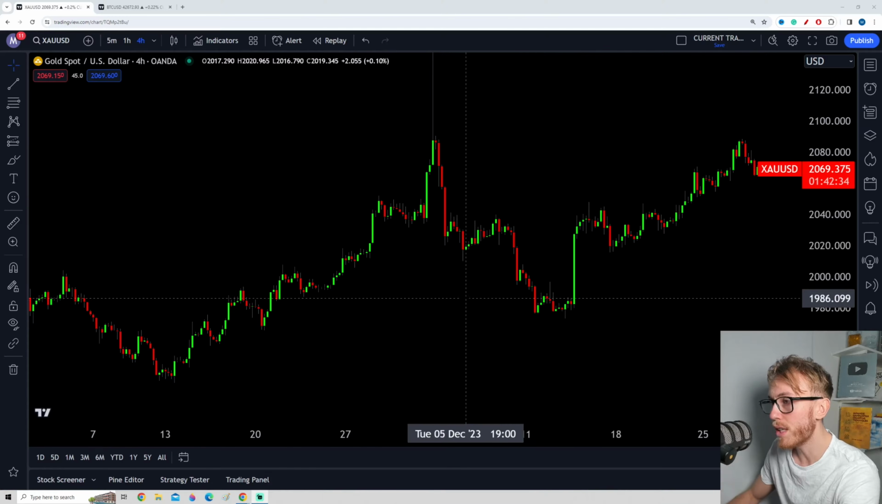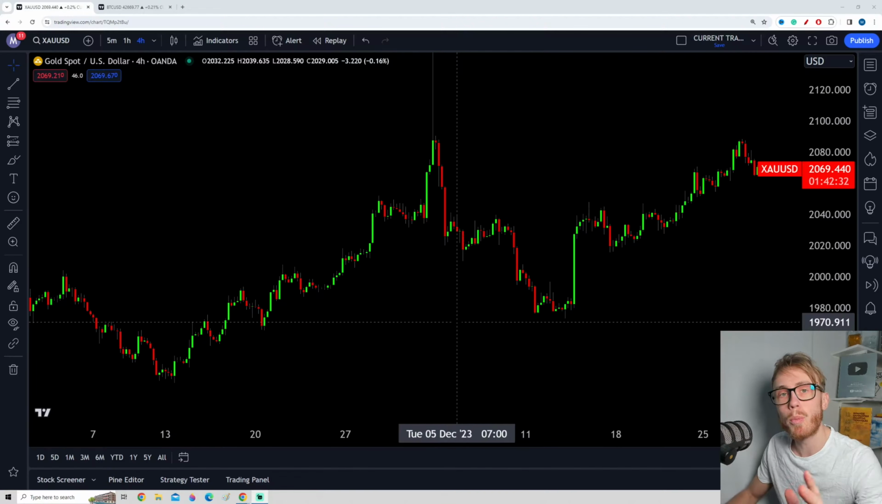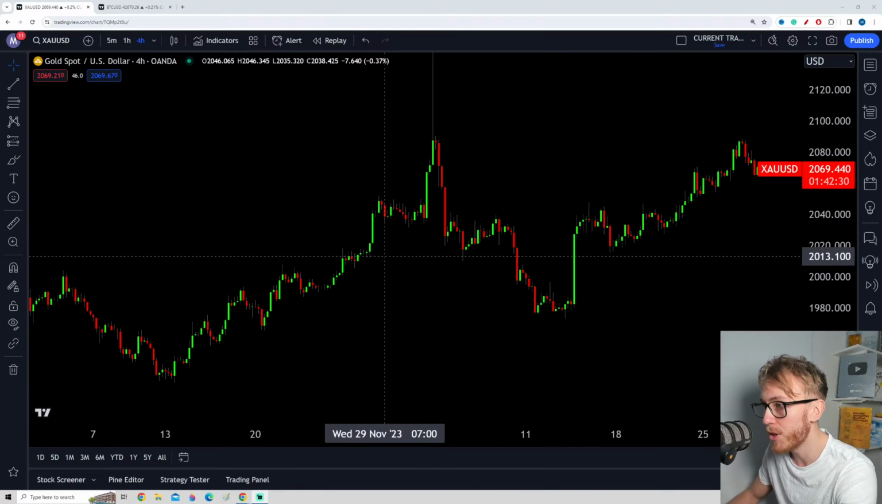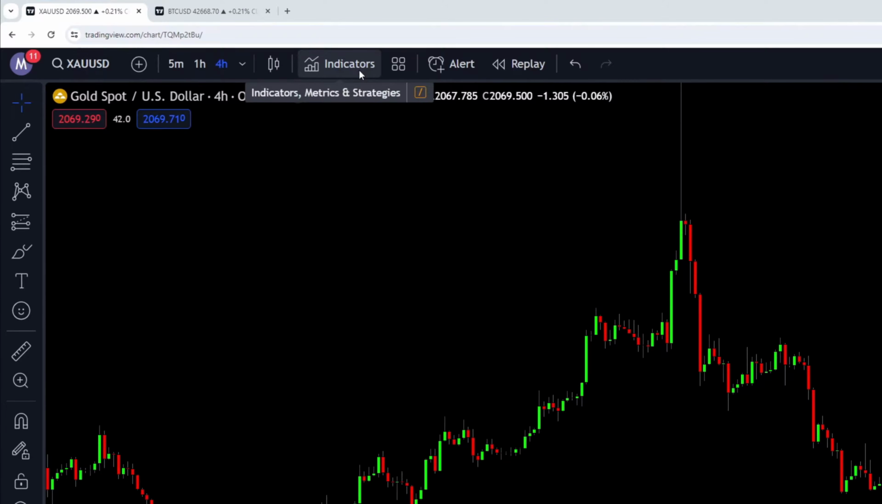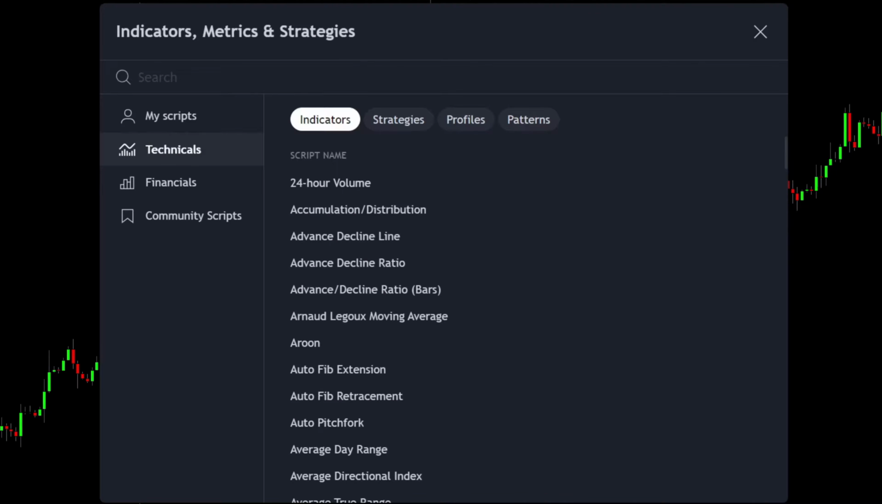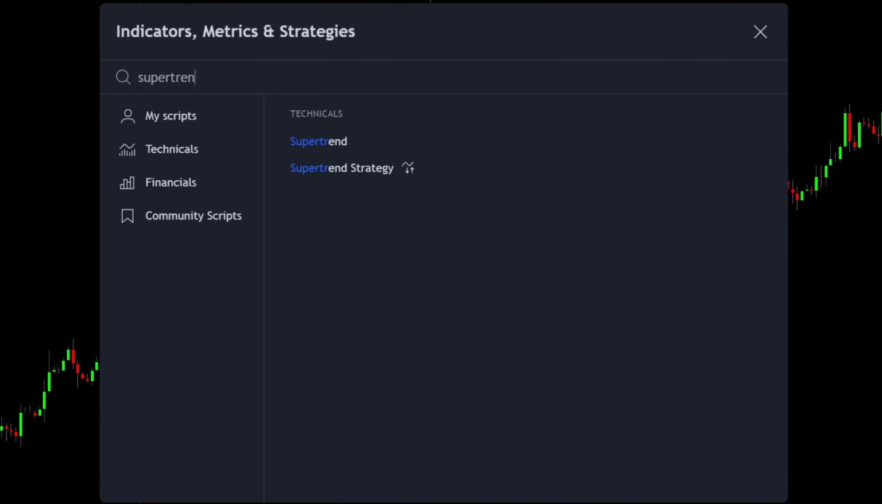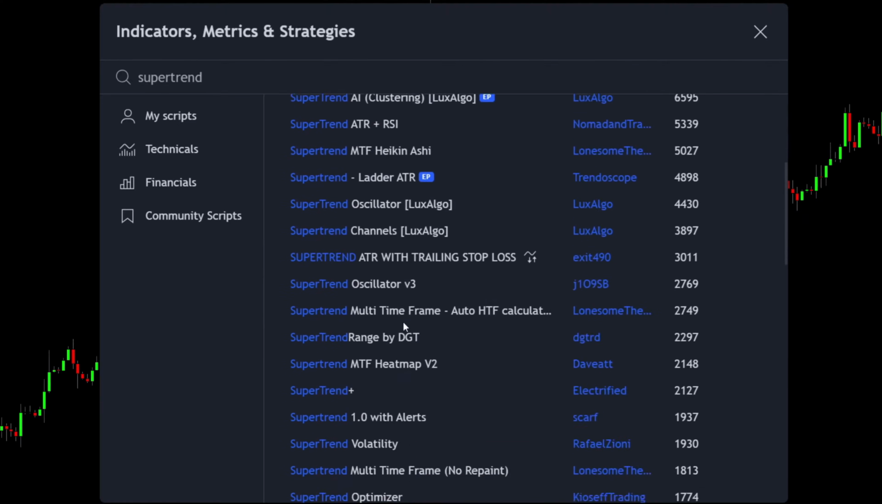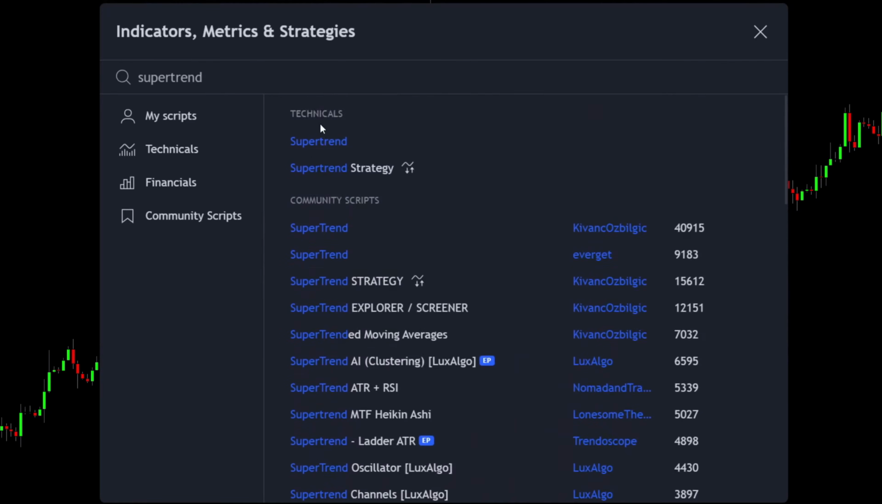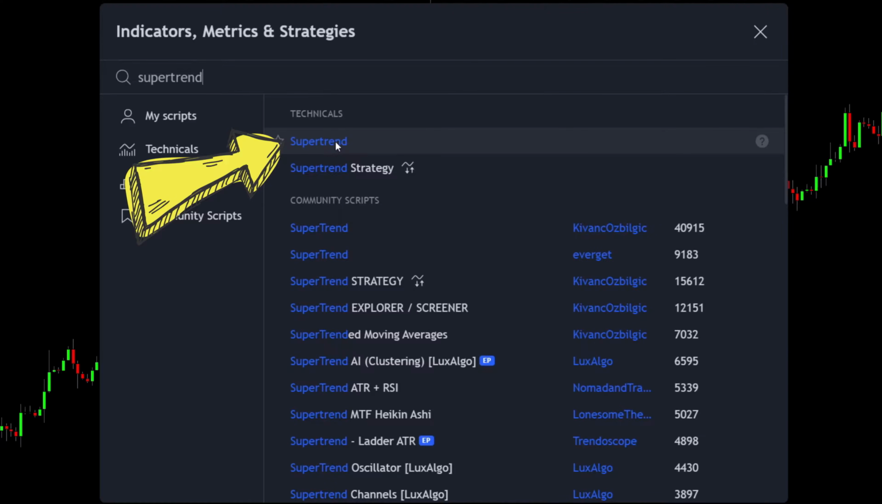Alright, so to show you guys the first mistake, I actually want to open up an indicator here in TradingView. So we want to go up here to the indicators tab and we want to search for super trend right here. And as you can see, we have many different super trend indicators, but the indicator I do want to open is the first one here, simply called super trend, and is created by TradingView.